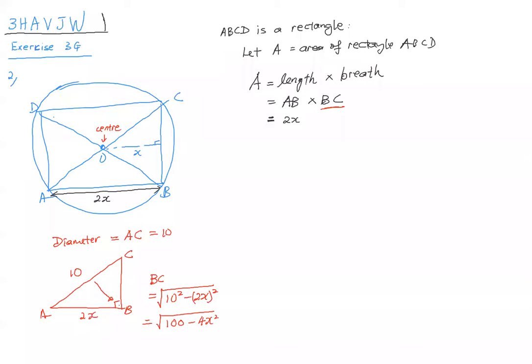So every time for part A, whatever they want you to do, area is now length times breadth. So what should I replace my BC with? My BC will be the square root of 100 minus 4x squared. Done, so I'm done with part A. You see, in order to form the formula, Pythagoras theorem is very important. So you know already.